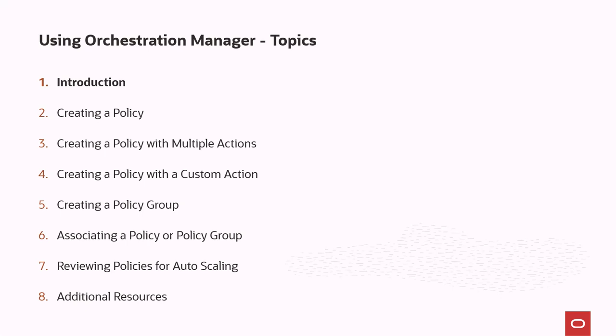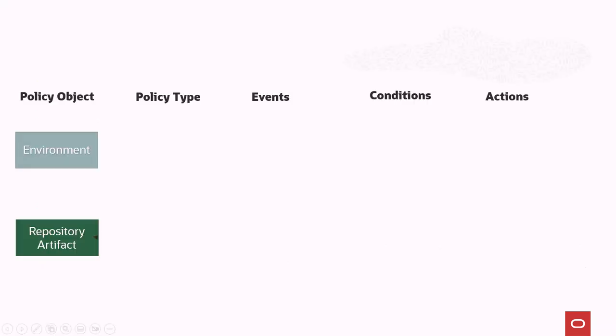To create a policy, choose a policy object and policy type. These choices control the events, conditions, actions, and action parameters you can select. The policy object can be either repository artifact or environment.